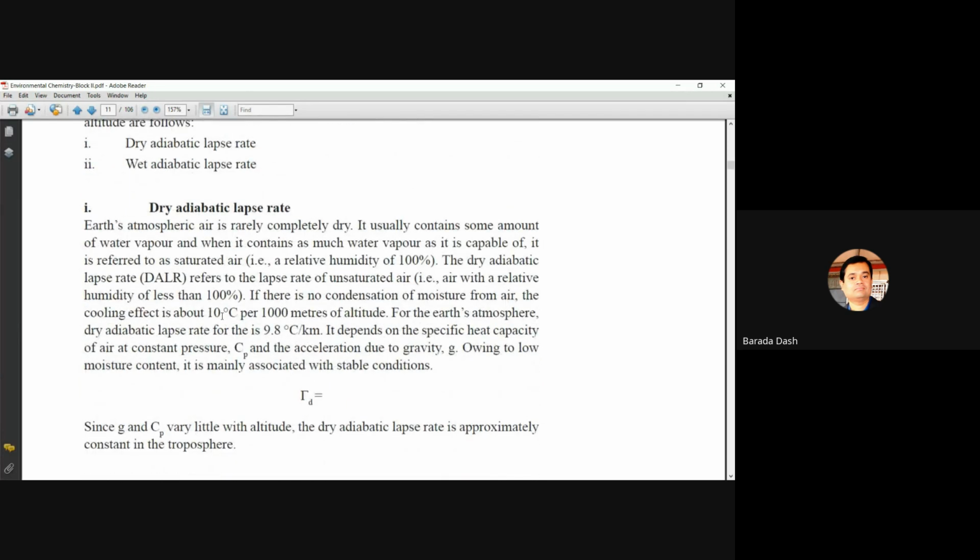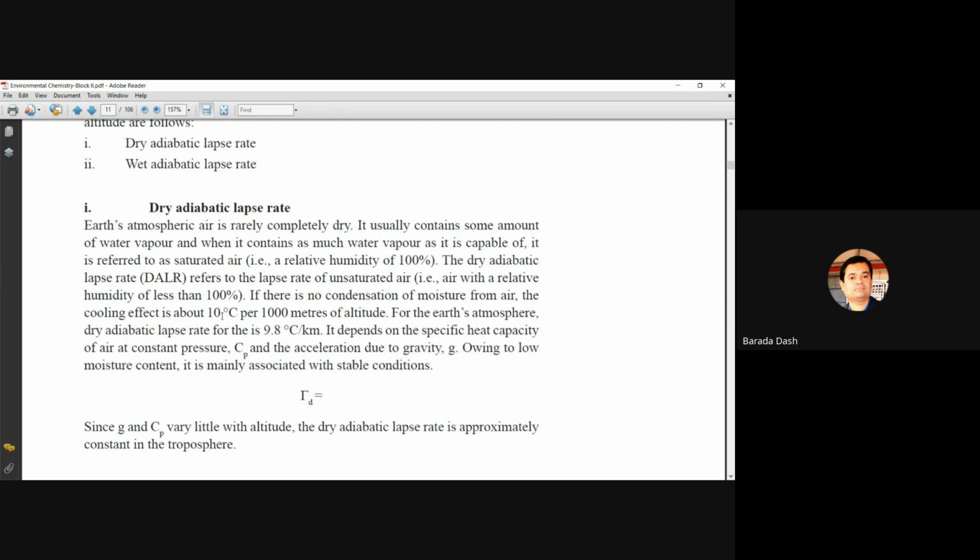Basically, Earth's atmospheric air is rarely completely dry. Sometimes humidity is there, so it usually contains some amount of water vapor, and when it contains as much water vapor as it is capable of, it is referred to as saturated air. So when relative humidity is 100%, it is called saturated air. But relative humidity is not always 100%.